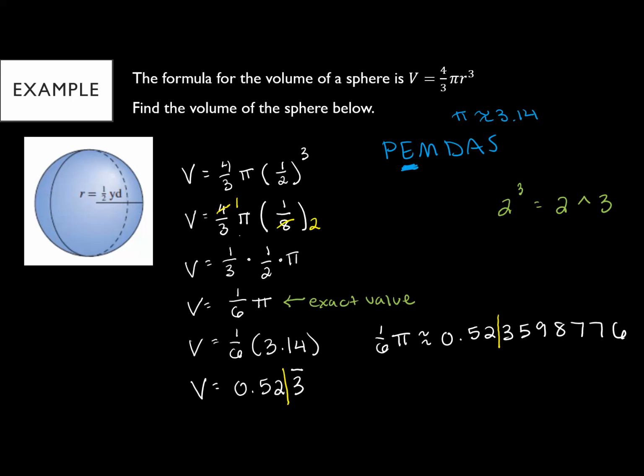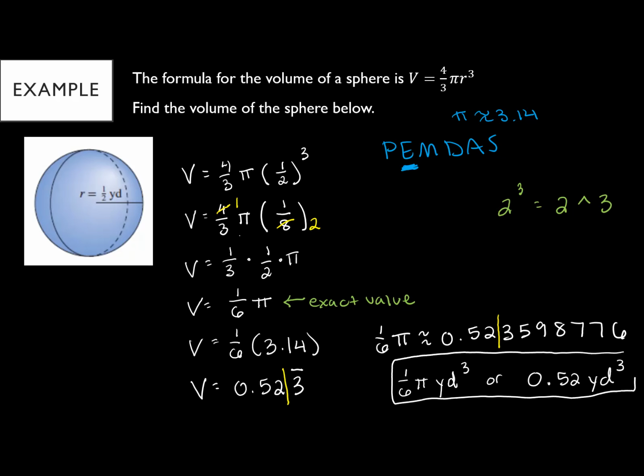So our volume is either 1/6 pi, and then for volume, it's always cubed, or we can use our approximation, 0.52 yards cubed. As soon as you have pi involved, you're not really going to make your answer a fraction because pi can't be written as a fraction. So you either leave it with the pi or you make it a decimal, and you have to do some sort of rounding. Are there any questions?